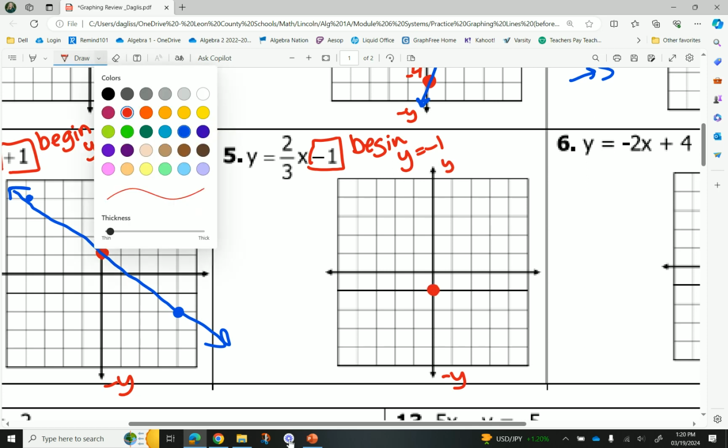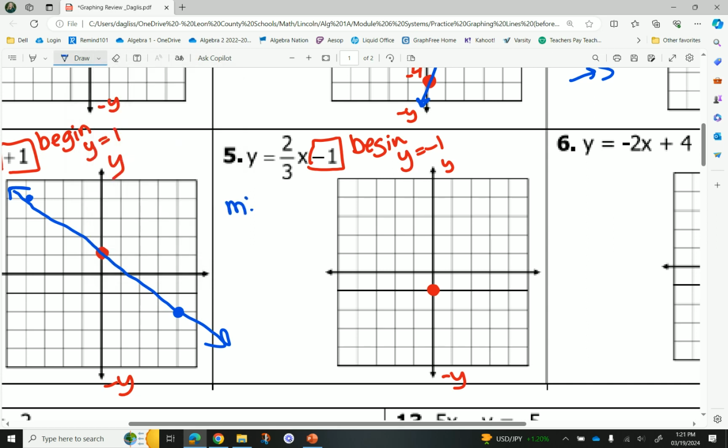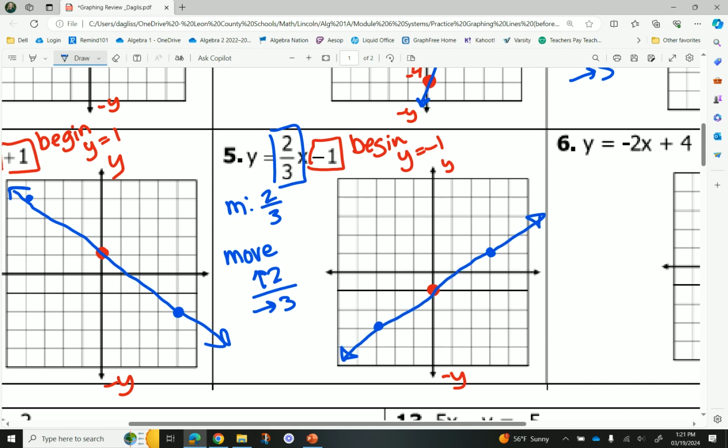So down 1, here we are. Our m this time was the 2/3. Good. Leland, what did you say about the movement? Up 2, right 3. There you go. Up 2, right 3. And to go backwards, I would do what? Yep. Down and then back. 1, 2, 3. That is also not straight, but you get it. Had a little curve going on.